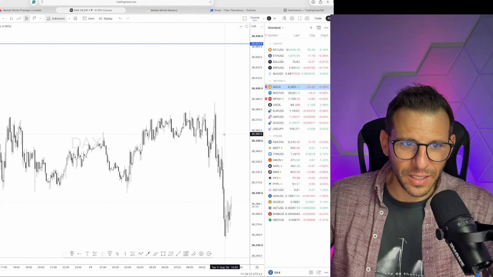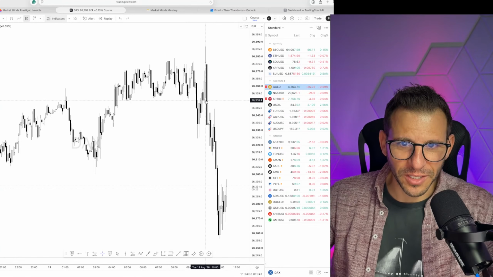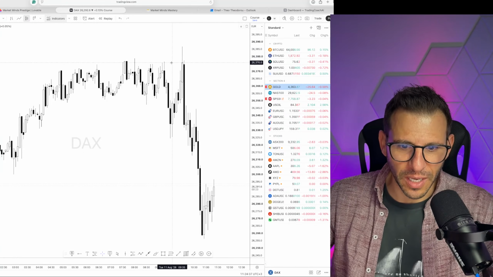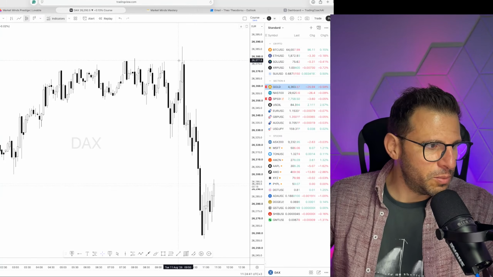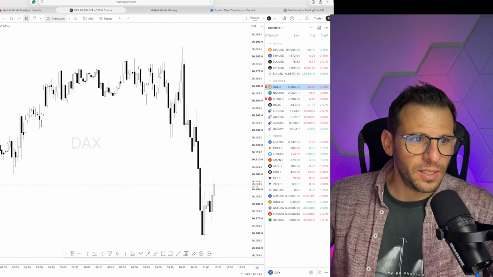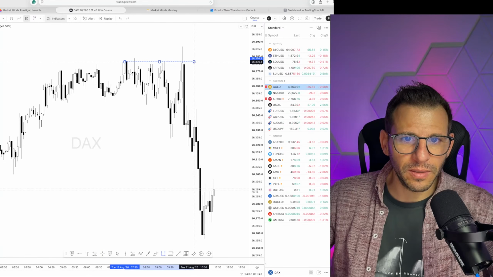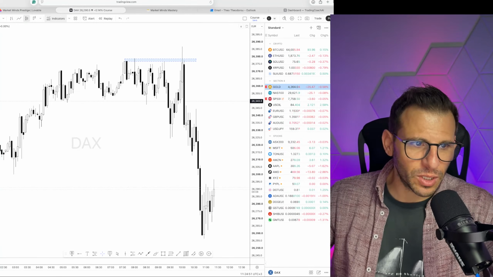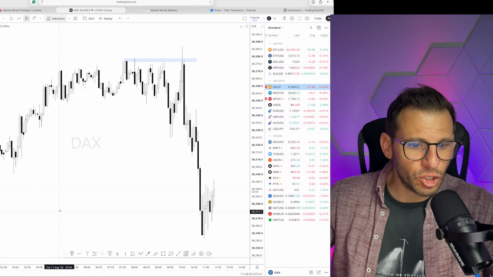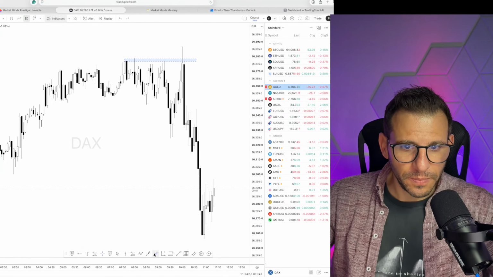Oh, classic false breakout on the 5-minute chart. Wow, how beautiful is that? See how the market made this false breakout, and then retraced everything to the downside, and that was the trade. Let me show you the trade.